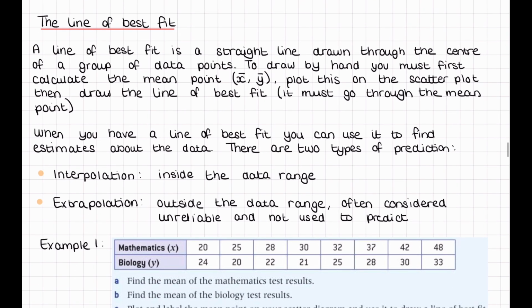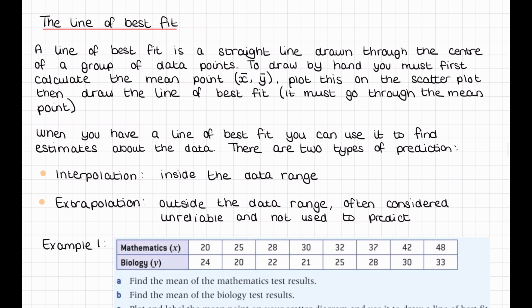Next section, the line of best fit. A line of best fit is a straight line drawn through the centre of a group of data points. If we were ever to draw this by hand, we must first calculate the mean point, which is us finding the mean of the x values and the mean of the y values. We then plot this point on the scatter plot and draw the line of best fit. Now our line of best fit has to go through that mean point that we've just added to the graph.